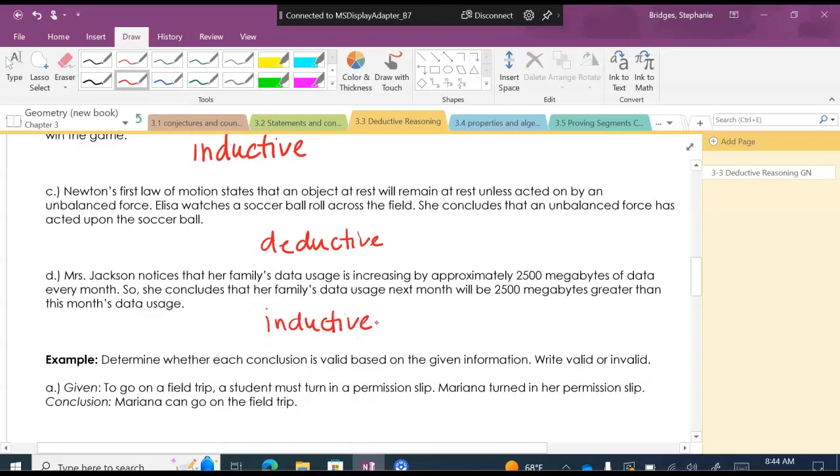Okay, so do you guys understand the difference between those? You will have to determine that on the quiz. So I'll give you something and you'll tell me inductive or deductive. Patterns and observations, or rules and definitions.